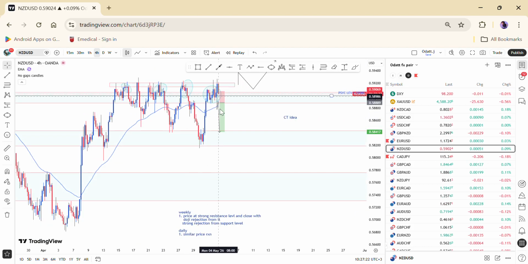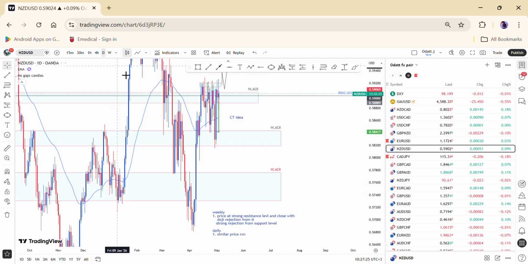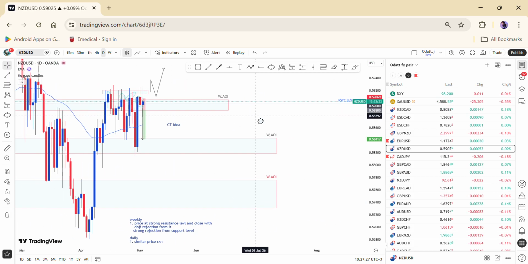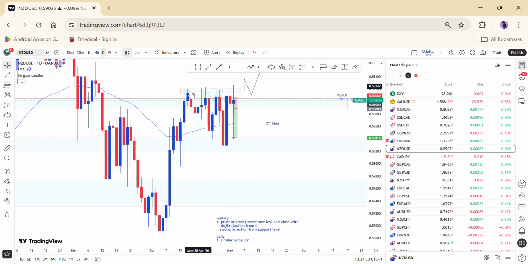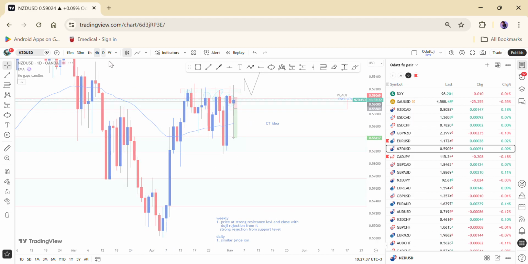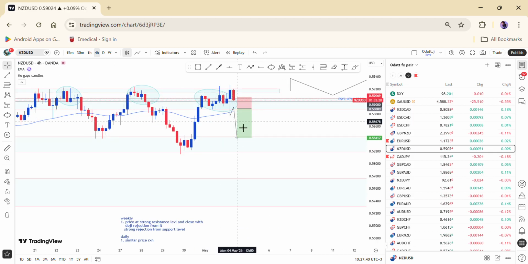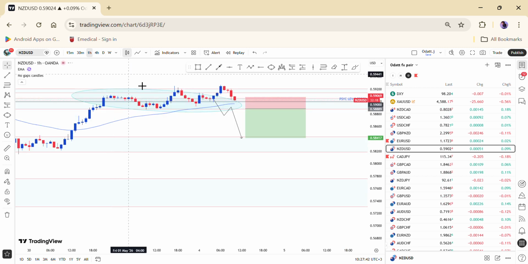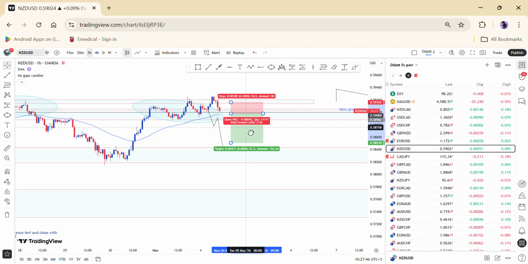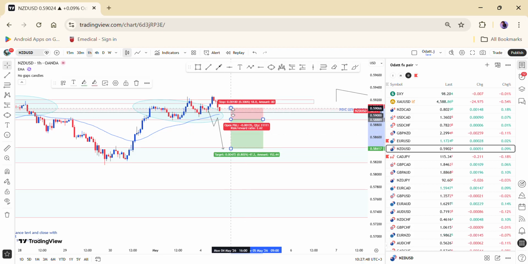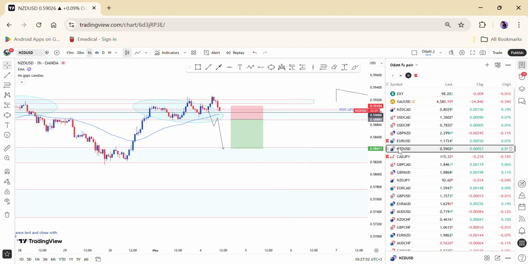NZD USD, I'm just waiting for the break and retest to the downside. As you can see here, whenever the price creates that doji candlestick, we go to the downside. So if we break and retest here, I'll consider taking this trade to the downside. That is NZD USD.